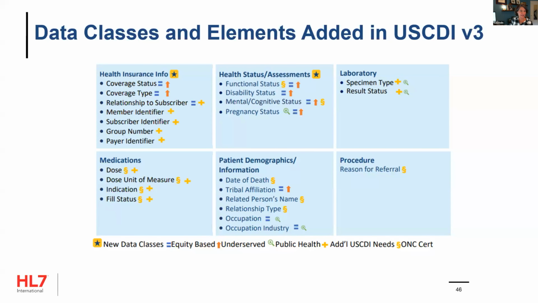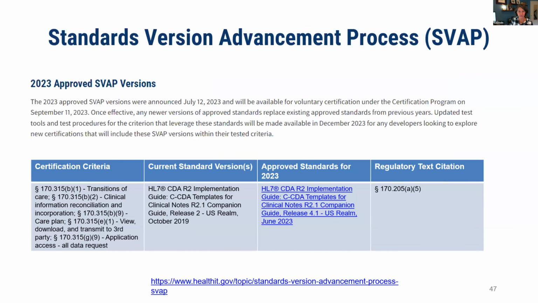So these are the data elements and classes added in V3 and represented in that PDF. And similar to the standards advancement process, recognizing US Core 6.1, it also recognizes CDA 4.1 as an alternative way to send around the USCDI data elements.